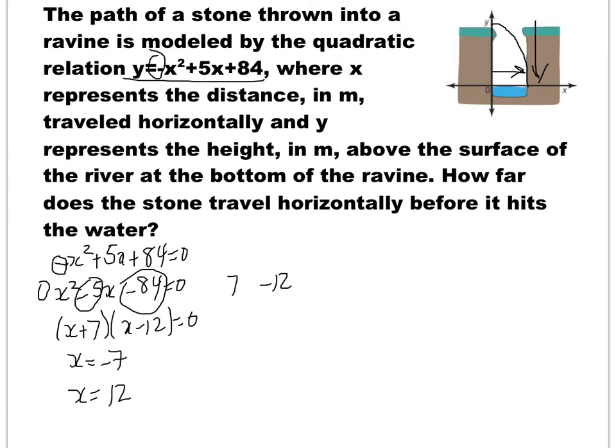Now, since x is the horizontal distance that the stone has traveled, x equal to negative 7 does not mean anything. So it's not acceptable. But x equal to 12 is the distance which is shown here. Now you may say, what is x equal to negative 7? Remember, half of your parabola is drawn here. The other half is going to be something like this one. This negative 7 is this one, which is the other 0 of the parabola. But we don't care about that one.